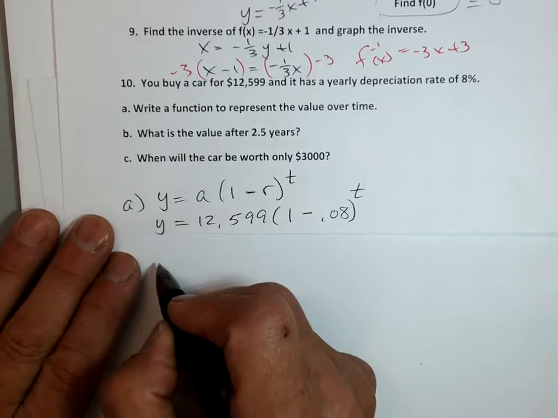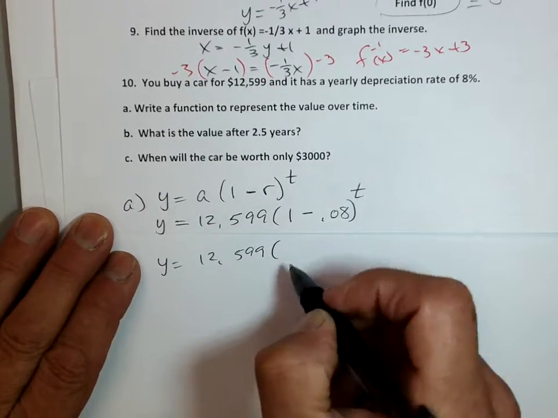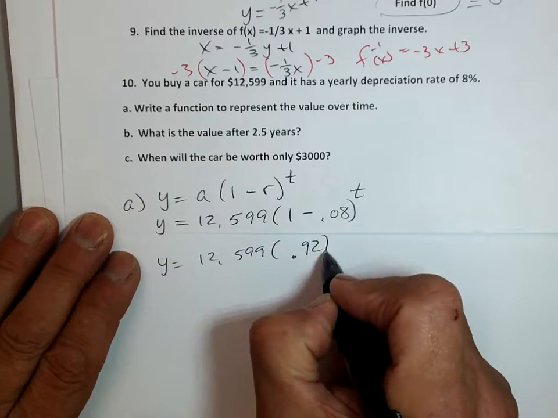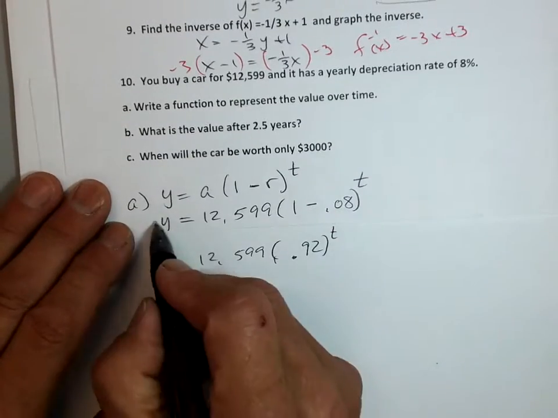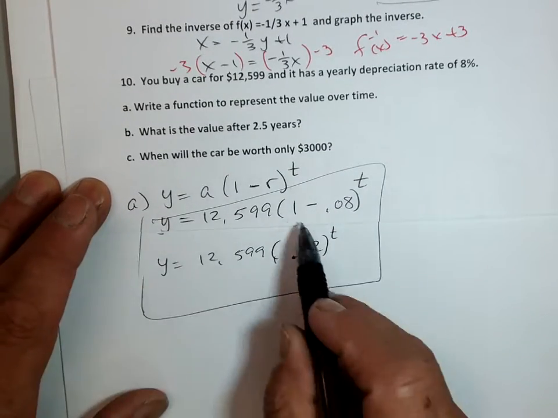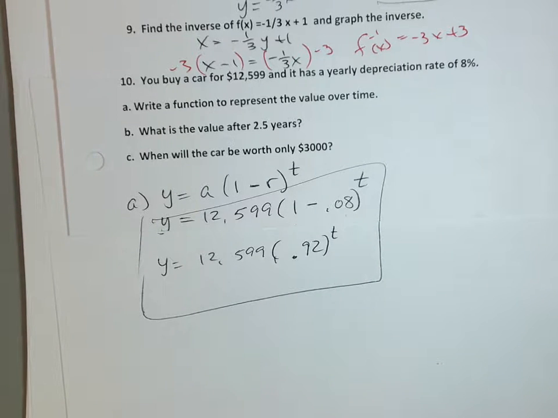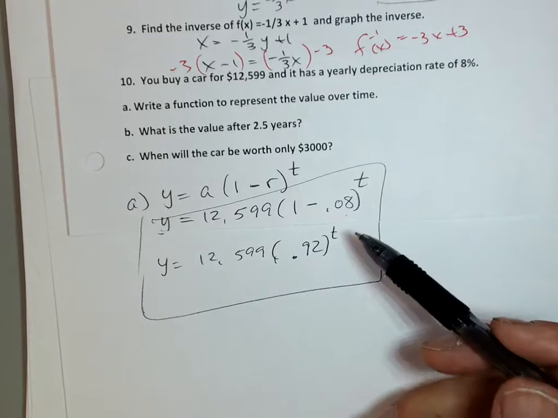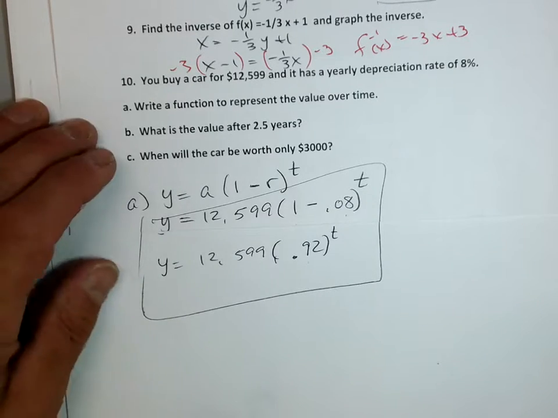Or you could simplify it to y equals 12,599 times 0.92 to the t power. Okay, either equation's fine. These are the same. I just went 1 minus 0.08. That's all I did. So what is 1 minus 0.08? 0.92. So there's the equation. Everybody can do that. And I'll take either answer. They both work. Okay, now, what's the value after 2.5 years?